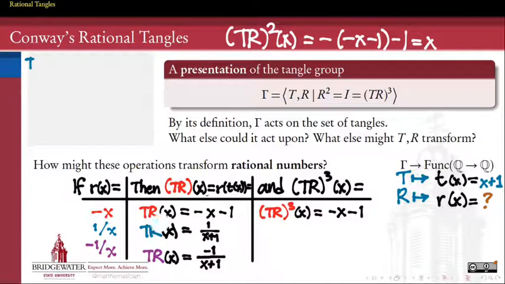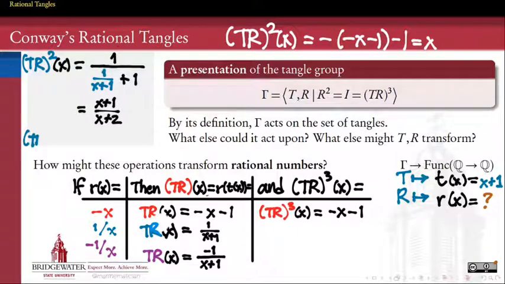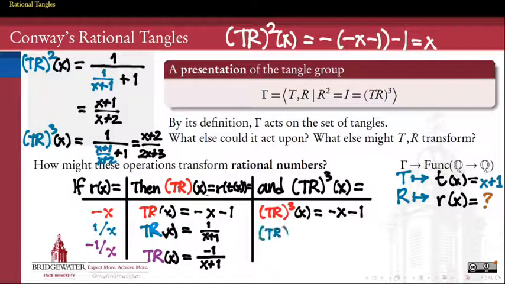All right. So then to find out what TR cubed is, we just compose this with itself 3 times. So TR squared is 1 over that thing plus 1, which my favorite way to simplify is to treat it like a compound fraction. Just multiply the top and the bottom of the big fraction by x plus 1. Clears out this denominator, turns this into an x plus 1. So 1 plus x plus 1, x plus 2. And then on top, multiply by x plus 1 to get that. And then hit that with TR one more time. So 1 over that thing plus 1. I get x plus 2 over 2x plus 3.